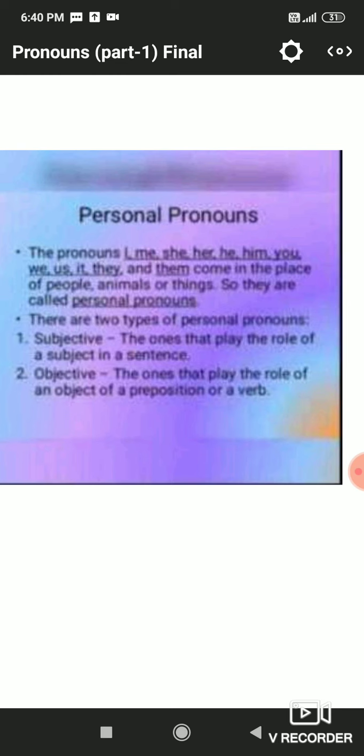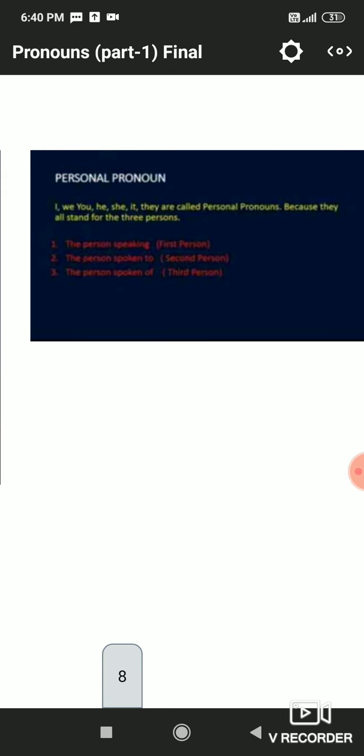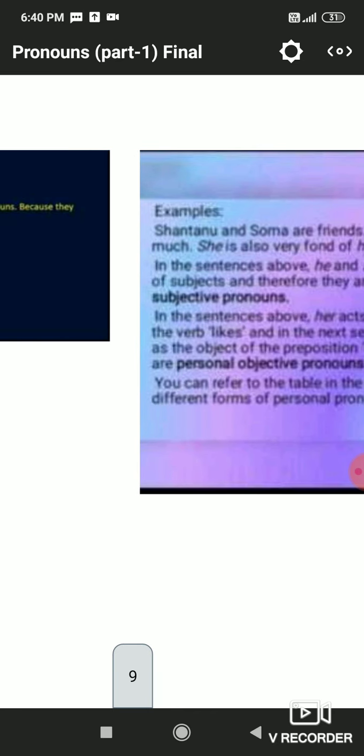There are 3 kinds of persons: first person, second person, and third person. If these persons are used as subject in a sentence, then we will say they are subjective personal pronouns. If they are used as object in a sentence, then we will say objective personal pronouns. Look here, first person: the person who is speaking, the speaker, is known as first person. The one with whom the first person is speaking is the second person. About whom the first person and second person are talking, that is known as third person.